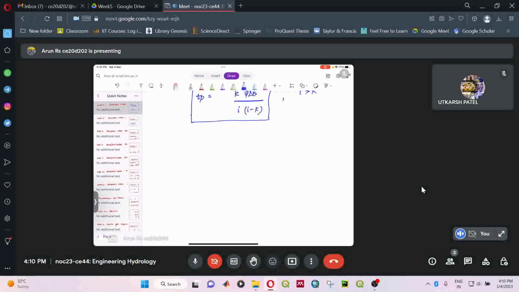Now we'll move to the question. In the question, a table is given with the incremental rainfall. So first we'll be calculating.